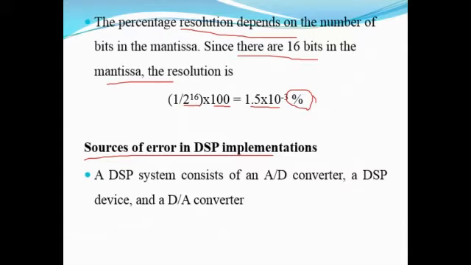Further, it is used by the DSP processor, where the processing is done, and again the digital signal has to be reconverted back. That is done by using the digital to analog converter at the other end. One is done at the input side, and one at the output side after the processing by the DSP processor is done. So sources of error mainly exist in these 3 stages: either in the analog to digital converter, or in the DSP device, or at the D to A converter. So the DSP system can produce error in these 3 stages. These 3 are the sources of error in any DSP implementation process.